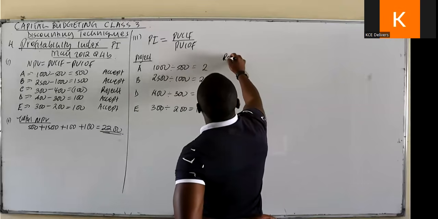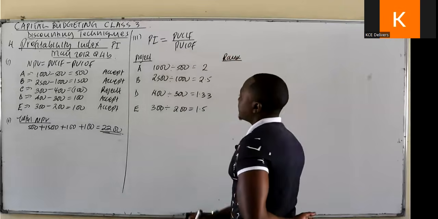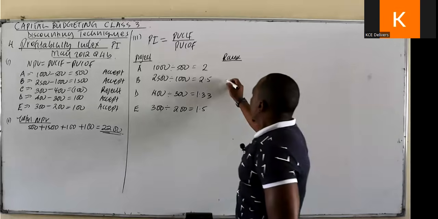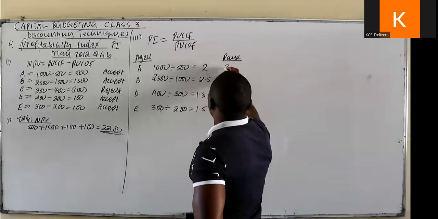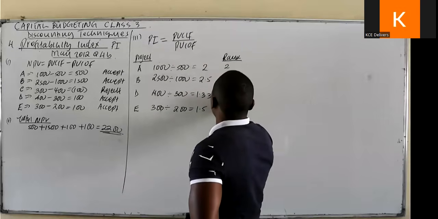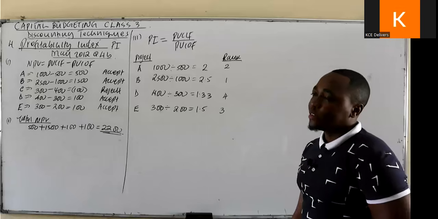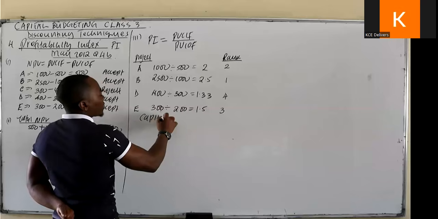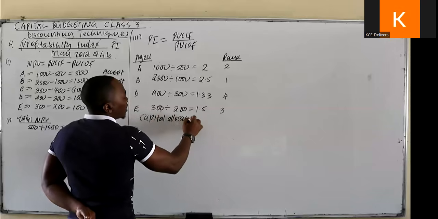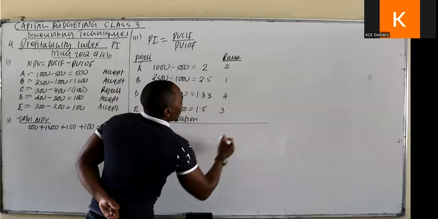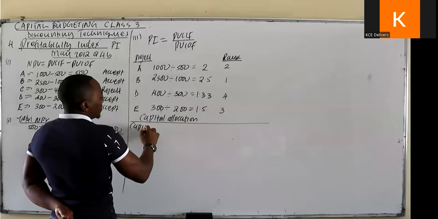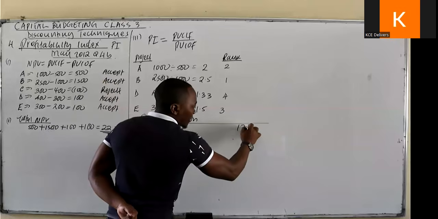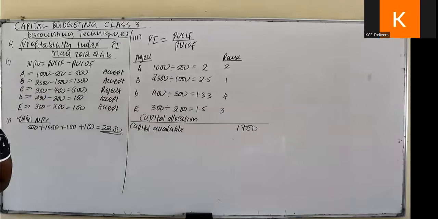Then we rank. Which one has the highest profitability index? Number 1, number 2, number 3. So which project should we undertake? Now we do what we call the capital allocation. The capital available, we only have 1.7 million. So which project should we undertake?